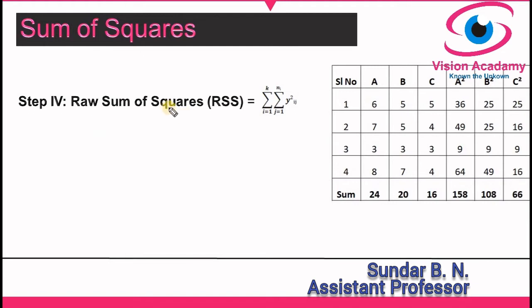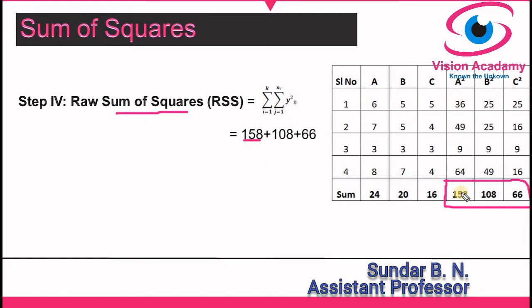Since we have to take the sum of squares here, that is RSS, I have to consider the sum of squares. We have made A square, B square, C square in the last three columns. These are just squares, and this is the sum of all squares. So we can directly take these three values into the raw sum of squares, and we can add them together. So that is what I have made here.